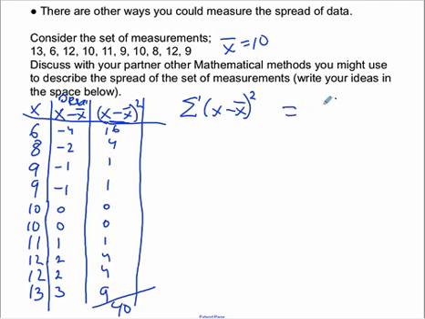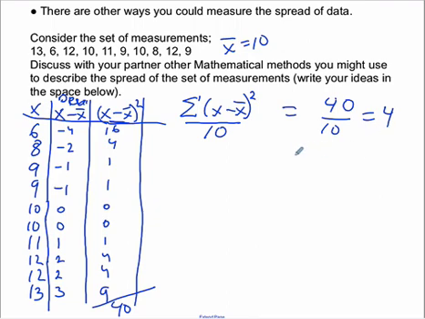And how many are there altogether? There are 10 values in this data set. So to get the average, I divide by 10. Okay, so if you do this calculation, you get a 4. So what I did is I took every x value, subtracted the mean, squared those values, added them all up, divided by 10, and I got this number 4. Okay, and this has a name and a symbol.